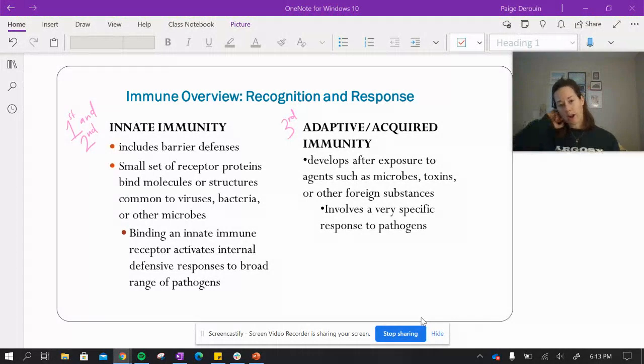For adaptive or acquired immunity, that's the T and the B cells that are very specifically attacking or recognizing a certain pathogen, whether it's a flu virus or a salmonella bacteria or whatever sort of pathogen it is. This is why typically you do not get the same infection twice unless the infection has mutated. And that is why it's called acquired, because you have to be exposed to that pathogen in order to acquire the immunity. All right.